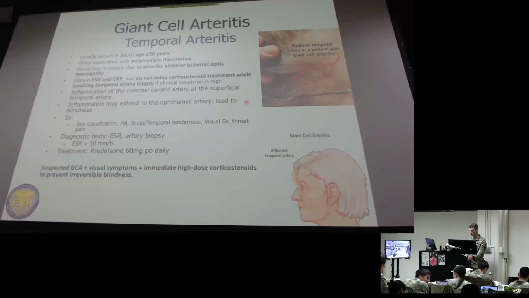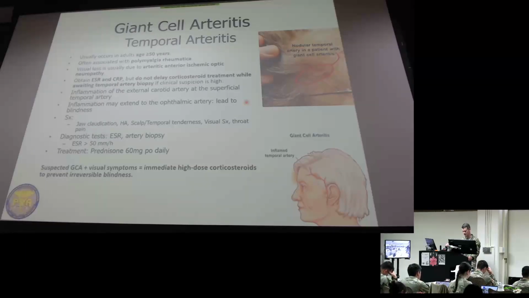Okay. So, suspected giant cell arteritis plus visual symptoms: start these guys on high-dose corticosteroids as well. Kind of the recurring theme here. If you get someone with vision loss, don't send them home on the outpatient doses of prednisone. Keep them inpatient until vision comes back.